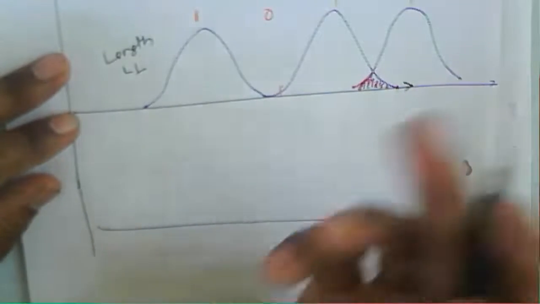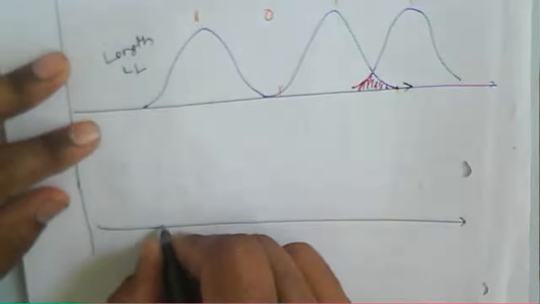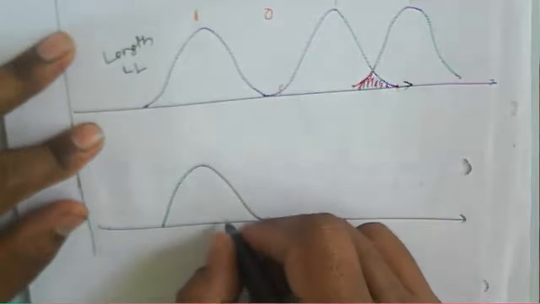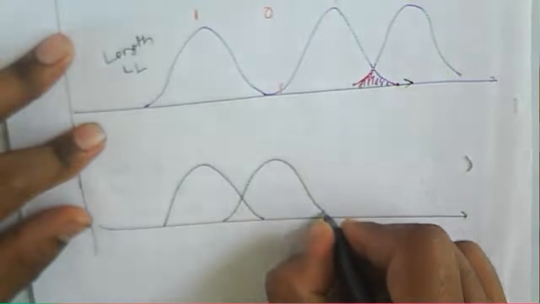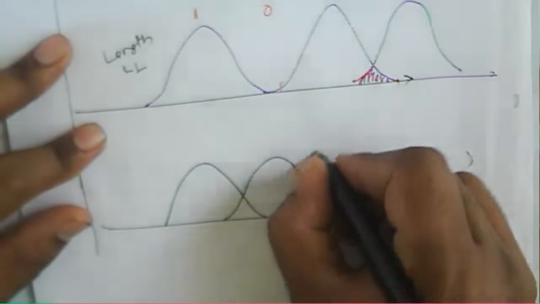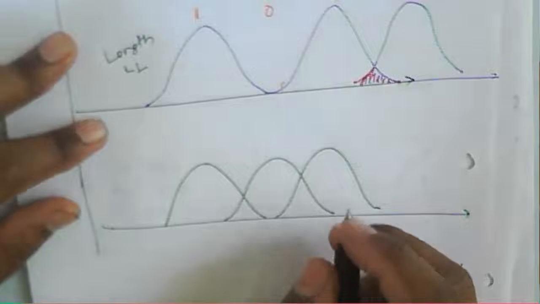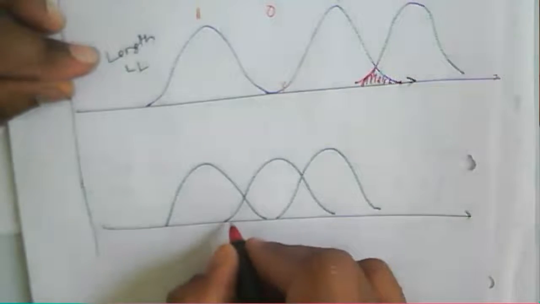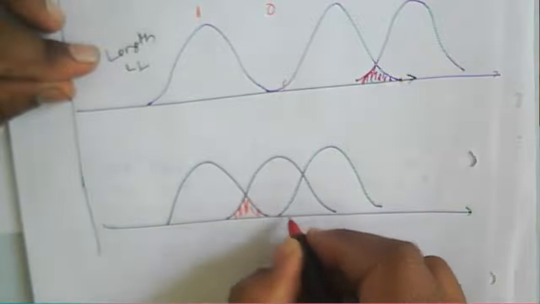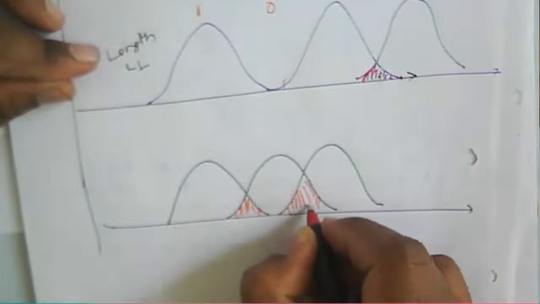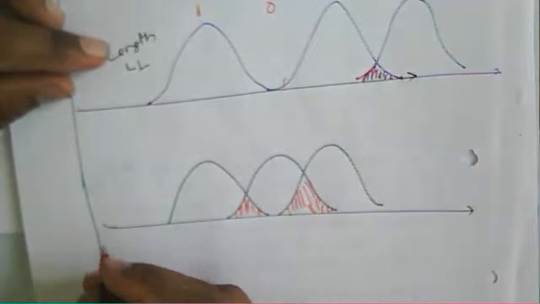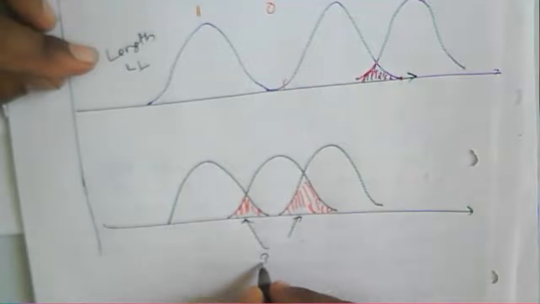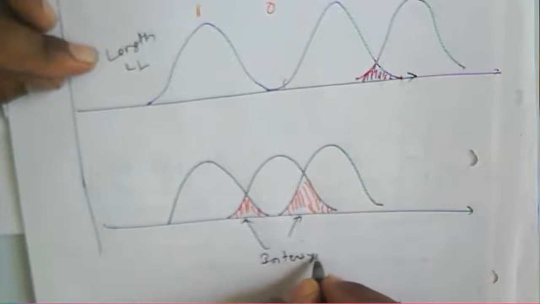For the 10 kilometers, what will happen? Your signal may be overlapped here. Now if the signal overlaps, intersymbol interference occurs here. This is called intersymbol interference.